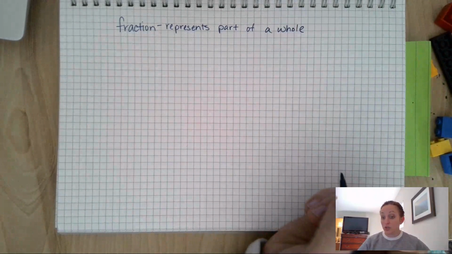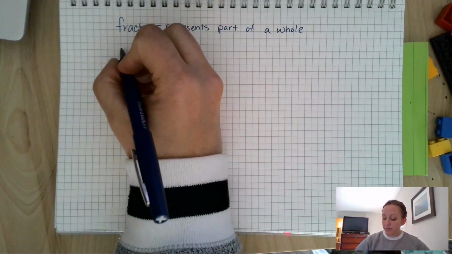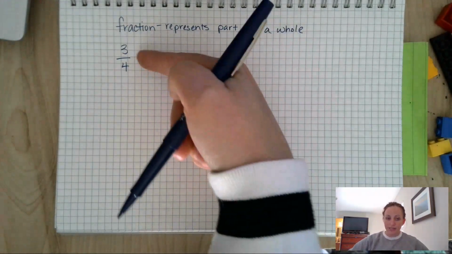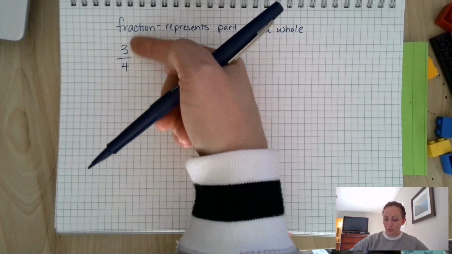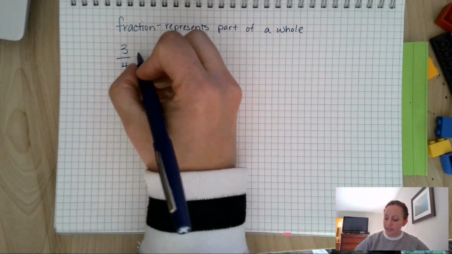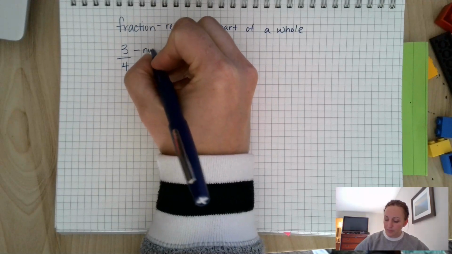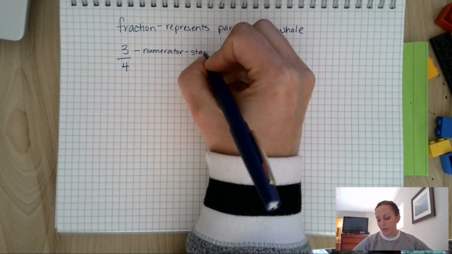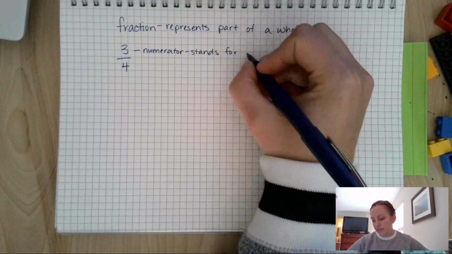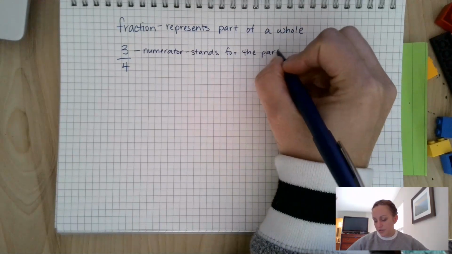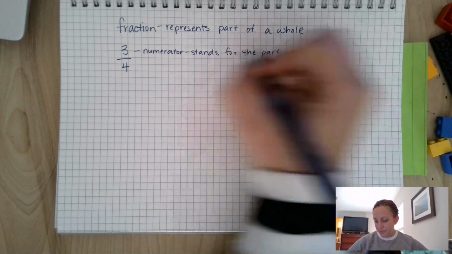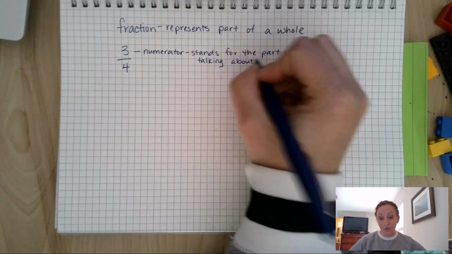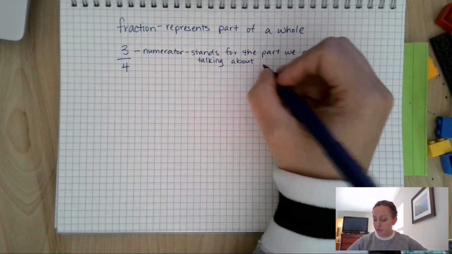A fraction has 2 important parts. I'm going to just write an example of a fraction. Let's say I have 3/4, and when I read the fraction, I read the top number out of the bottom number, so 3/4 would be how I would read that. The top number is the numerator, and the numerator stands for the part we are talking about. That's going to be kind of your easy definition. Usually if you're looking at a picture of this, it would be like the shaded bit.